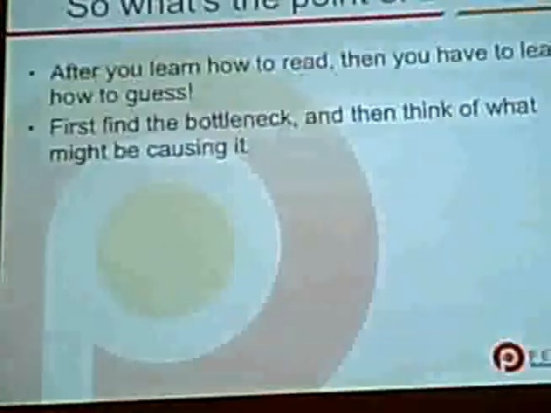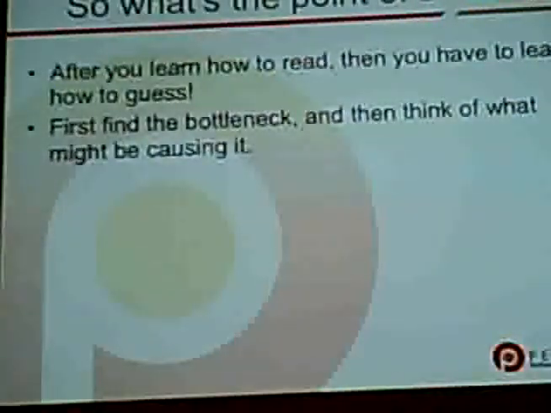So now, having said that, what's the point of all this? First you learn how to read, then you learn how to guess. You have to find the bottleneck, then you have to start making some sort of assumption about what caused the bottleneck. And that's the bit that's not the straightforward bit. So here's my poll. What might cause high CPU usage in MySQL?